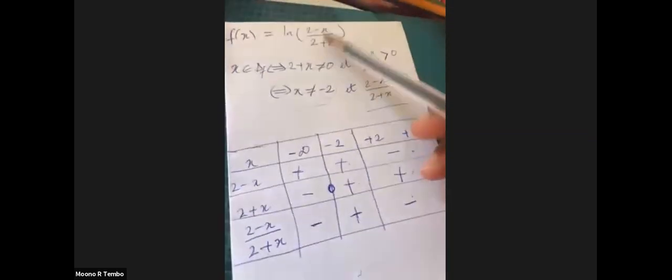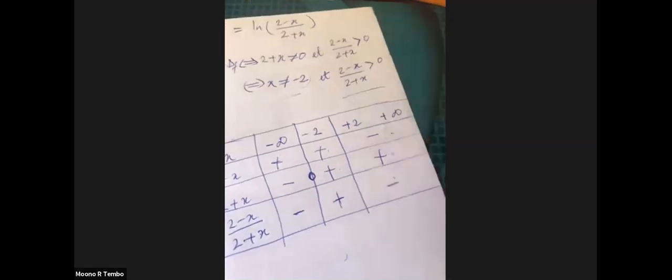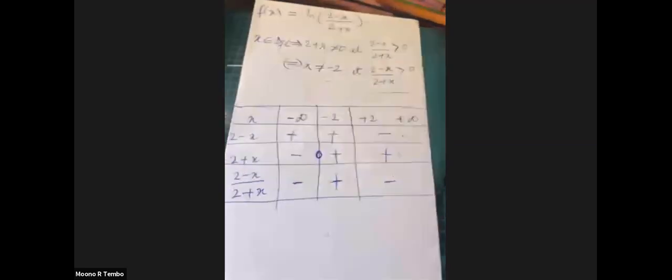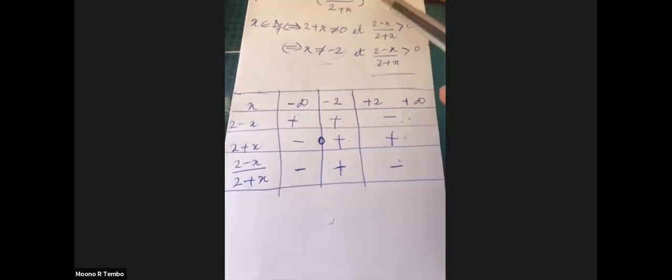Anyway, normally when you're given a fraction like this, say ln of 2 minus x over 2 plus x, the first thing that we do, as usual, is write x is a member of the domain of f. You get your bottom part and make sure it's not equal to 0. You get your whole fraction and make it greater than 0. You solve for this part because it's easier. This part here, don't solve for it, just leave it the way it is.